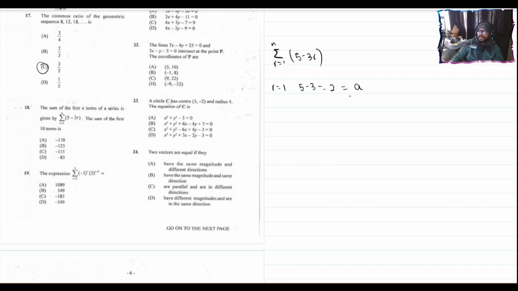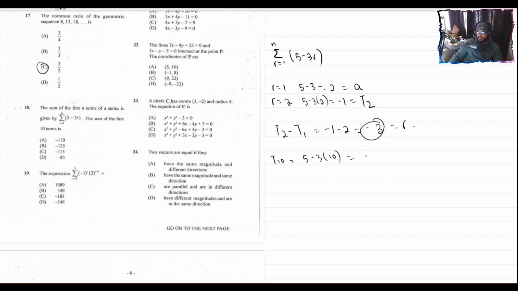This is A. Now I will have to get what the second term is to get what the common difference is. So when r is 2, I'm going to get 5 minus 3 into 2. 5 take away 6 is minus 1, and this is T2. The common difference is T2 take away T1, which is minus 1 minus 2, which is going to give me minus 3. So this is D. If I could calculate what my last term is, which is T10, occurs when r is 10. 5 minus 3 into 10. 5 take away 30 is minus 25.